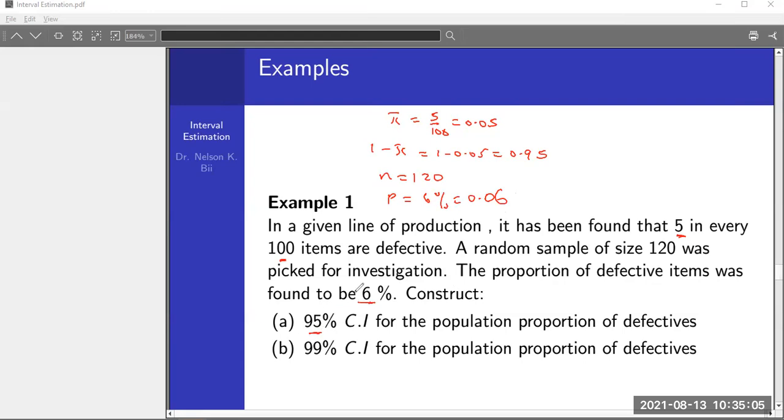So we want to find the 95% confidence interval for the proportion of defective items. That's 1 minus alpha. So for the first one, if 1 minus alpha is 95%, that is 0.95, then it means alpha is 0.05. That's correct.